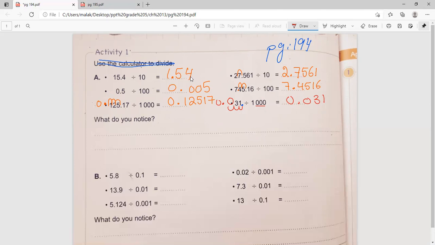So we notice that if we want to divide a decimal number by 10, we move the decimal point back one digit. By 100, we move it back two digits. 1000, we move it back three digits. Okay, but we will not write it. هلا. We have finished from the division by 10, 100, 1000.